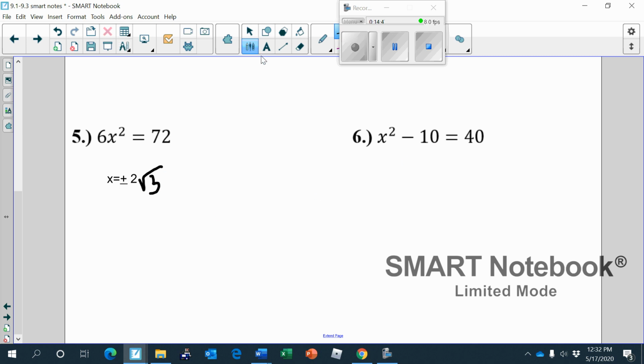Over here, we're going to add that 10. So we should have gotten x equals plus or minus 5 root 2. Let me write that root 2 there. Good? All right, those are what you should have gotten for the tries.